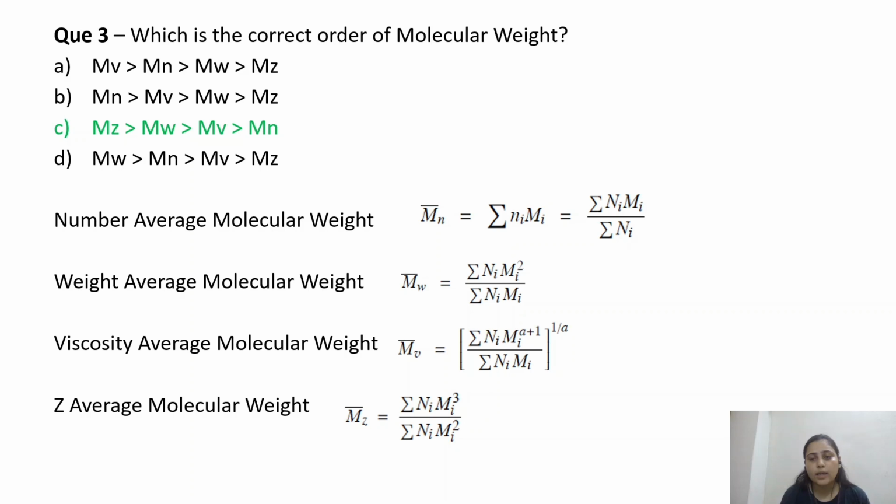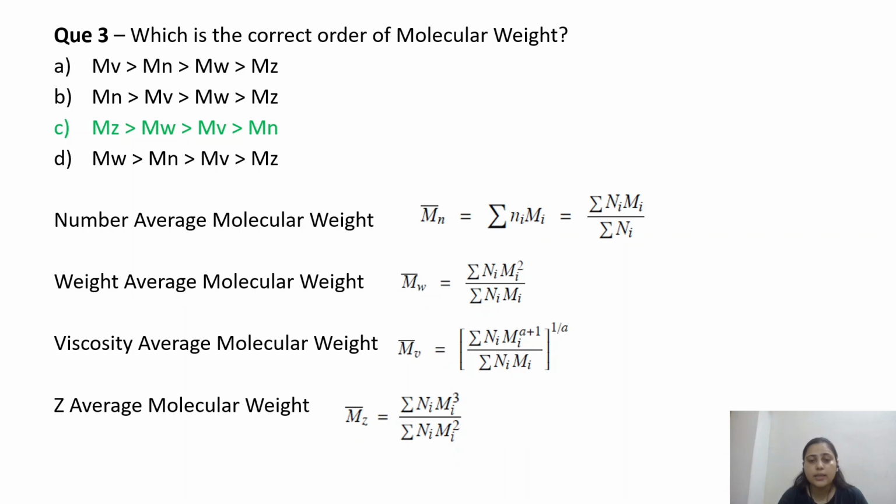molecular weight. So all these segments' moles will be multiplied by their molecular weight, and then they will be summed up and divided by the summation of the moles of all the fractions or all the species present in a polymer. And then the weight average molecular weight is a summation of number of moles into molar mass, but its square is there, and then divided by the summation of NiMi, which is number of moles into molecular weight.